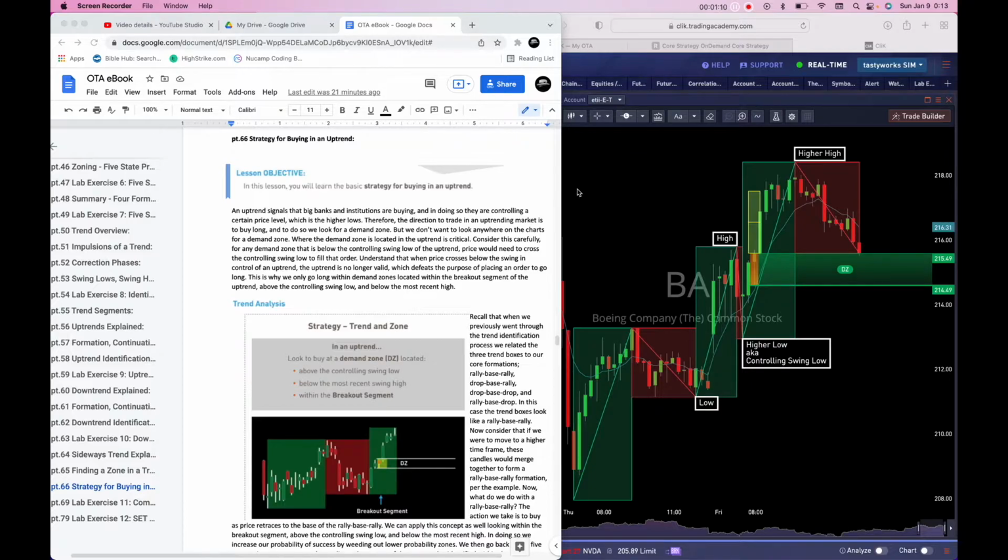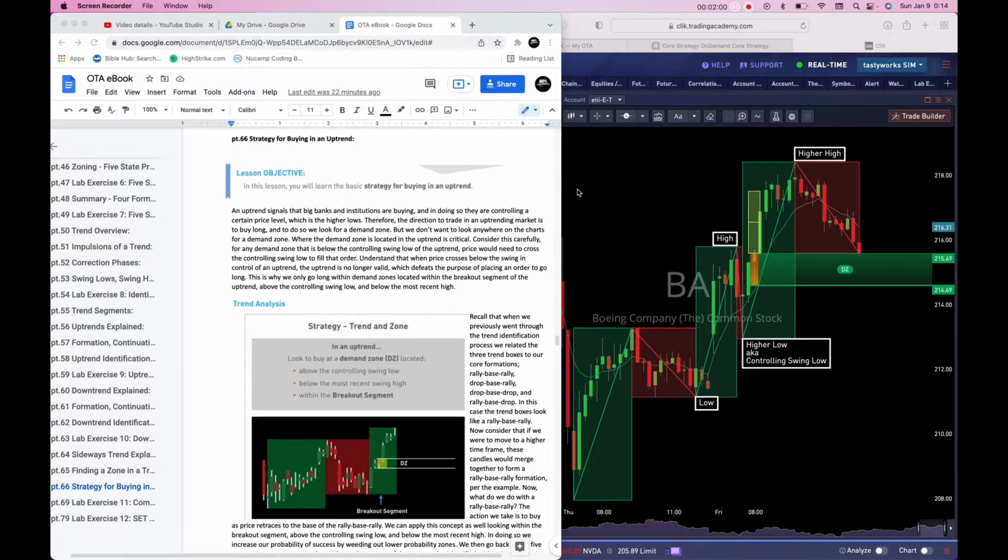This is why we only go long within demand zones located within the breakout segment of the uptrend, above the controlling swing low and below the most recent high. Recall that when we previously went through the trend identification process, we related the three trend boxes to our core formations: rally-based rally, drop-based rally, drop-based drop, and rally-based drop. In this case, the trend boxes look like a rally-based rally.